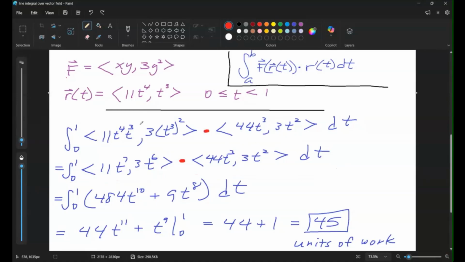This next part, all I did was clean these up a little, so I haven't really done anything on this second line. Now we're ready to dot these things. So we multiply the two first components, that goes here, plus the two second components, that goes here. We no longer have vectors at this point. It's just a polynomial in this case that's getting integrated. So when we do the integrals, we get these. We do from 0 to 1, and we get 45 units of work.